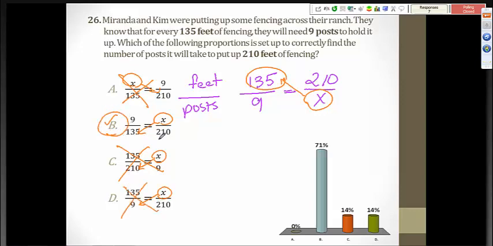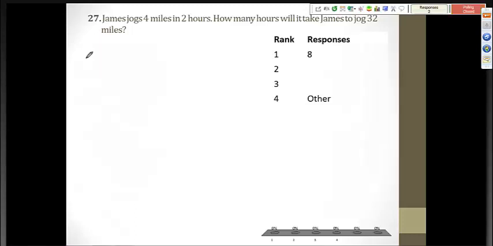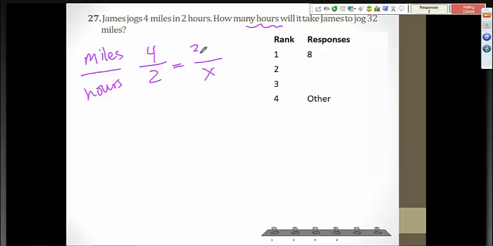So our answer is going to be B. This one actually wants you to set up a proportion and solve it. So it's going to be miles that we're comparing to hours. It says James jogs 4 miles in 2 hours. How many hours, so that's going to be X, right, will it take James to jog 32?